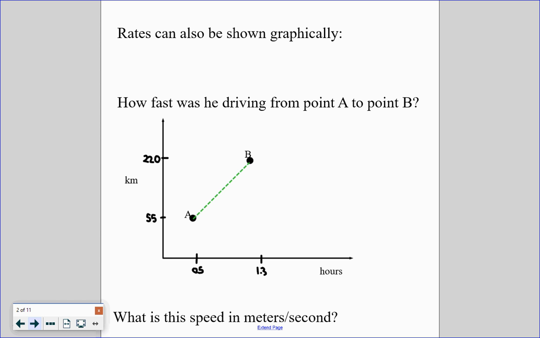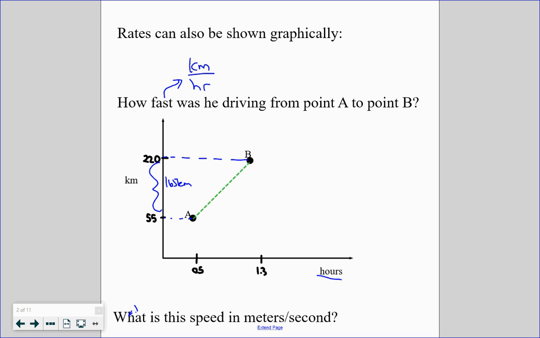So rates can also be shown graphically. So how fast was he driving from point A to point B? So if we think in terms of speed, okay, so fast is typically kilometers per hour. Now per just means divide. So I've got my kilometers right here. So at point B I was 220 kilometers, and point A I was at 55. So I need to figure out how far this is. So I'm just going to subtract those two numbers. So if I go 220 minus 55, I get out 165 kilometers.